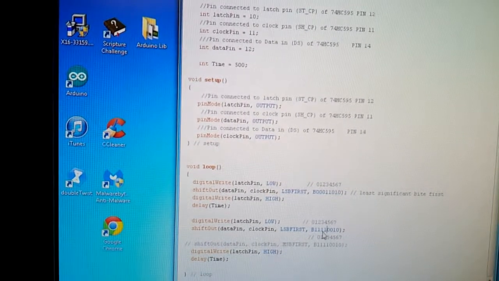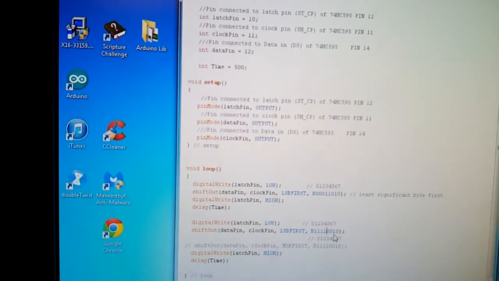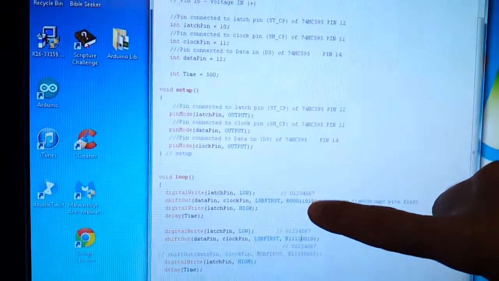And on the second one, first four LEDs are on, and then LED 6 is on. And for the first one, we have LED 3 and 4 on, and then LED 6 is on also.